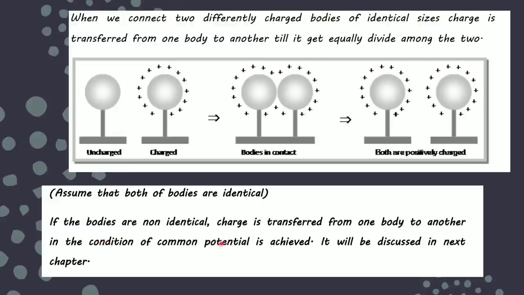But if the bodies are non-identical, then charge is transferred from one to another till we get the common potential. We will be relating the field with the potential also in the coming lecture, and it is equal to the negative potential gradient. So that is why I said there is one unit of electric field, that is volt per meter. Because potential, you have studied in class 10th also, that you measure in volt. So that also we will be discussing in the coming chapters. All the things are connected, so better not to miss any lecture.